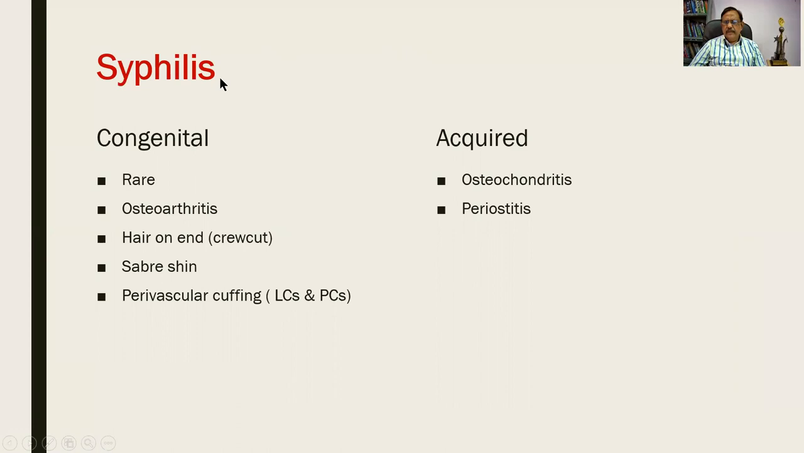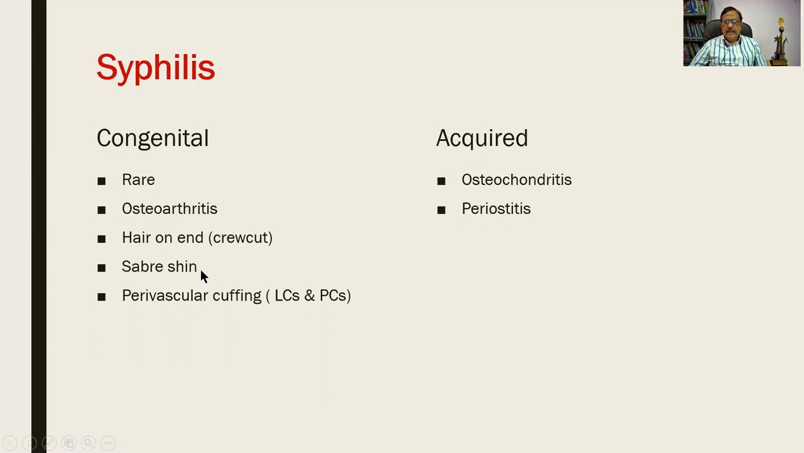Another lesion that we should remember is syphilis. For the sake of completion, it can be either congenital or acquired, and these are all the various findings in it. It is a rare occurrence that can be osteoarthritis, and there is a crooked appearance of the bone because of the new bone formation that is perpendicular. Hair on end appearance or a crooked appearance. This will be like sailors who are having their hair closely cut.